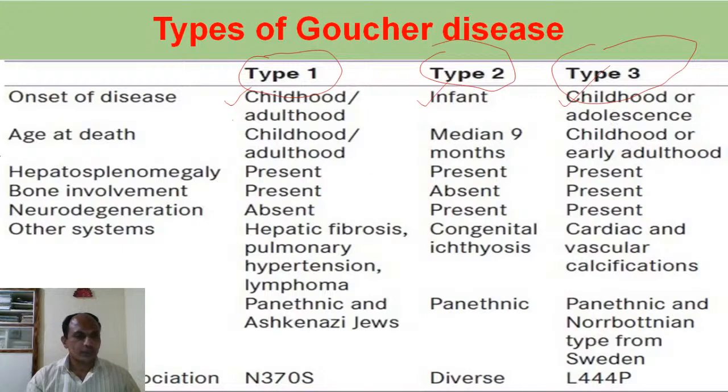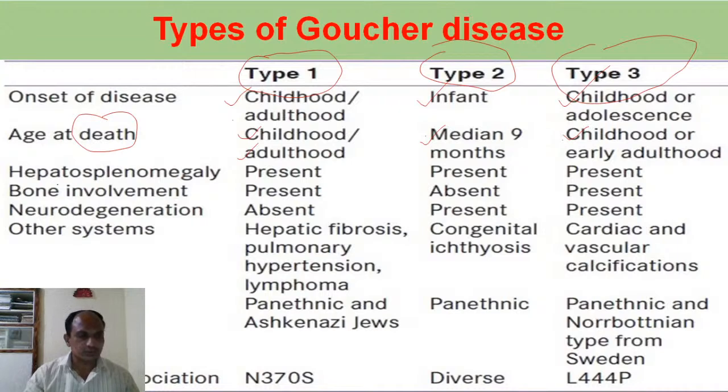Then age at death, since death takes place in some Gaucher diseases. In case of type 1, death can take place in childhood or adulthood. In type 2, death can occur at a median of 9 months, or up to 9 months, and in case of type 3, death can occur in childhood or in early adulthood.